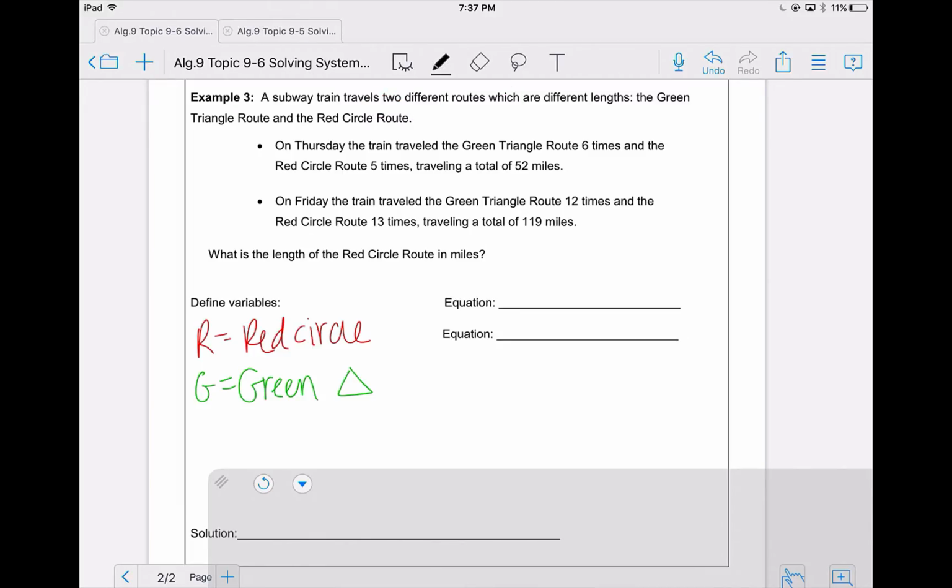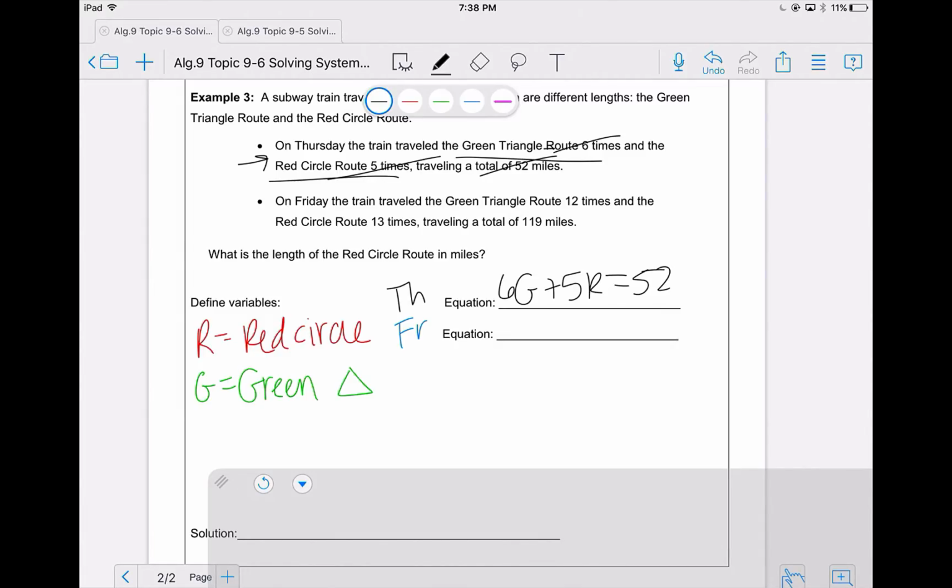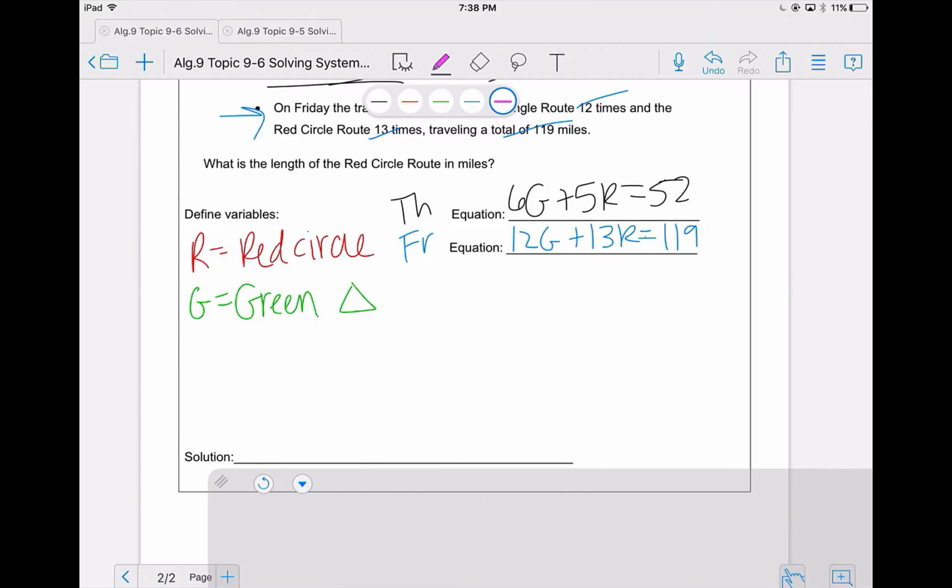So in my first bullet, I'm basically going to have a Thursday equation and a Friday equation. My Thursday has 6 greens and 5 reds for a total of 52. And remember, once I've used those, I cannot use them again. My Friday equation has 12 greens, 13 reds for a total of 119. Once I've used those, I'm done. I do not have any other numbers remaining, so I know that I've used everything I can. To plug in my matrix, I'm going to use 6, 5, 52, 12, 13, and 119.